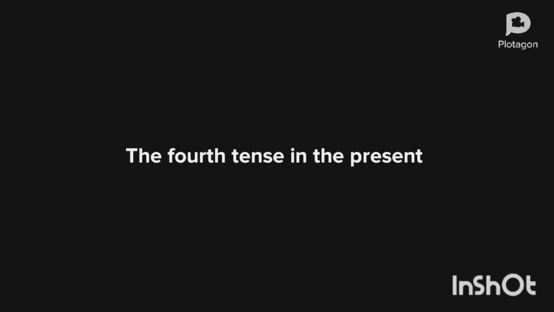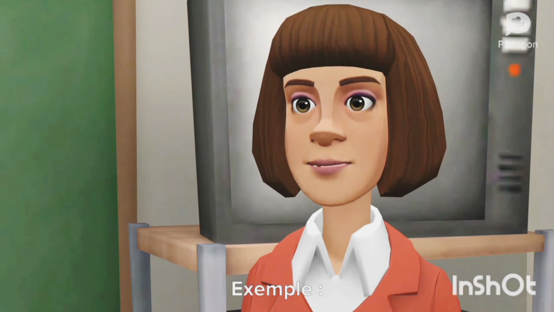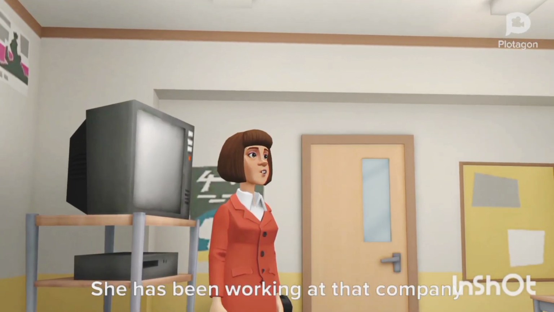The fourth tense in the present: the present perfect continuous. S plus have/has plus been plus present participle. We use the present perfect continuous to show that something started in the past and continued up until now. For 5 minutes, for 2 weeks, and since Tuesday are all durations which can be used with the present perfect continuous. Example: she has been working at that company for 3 years.